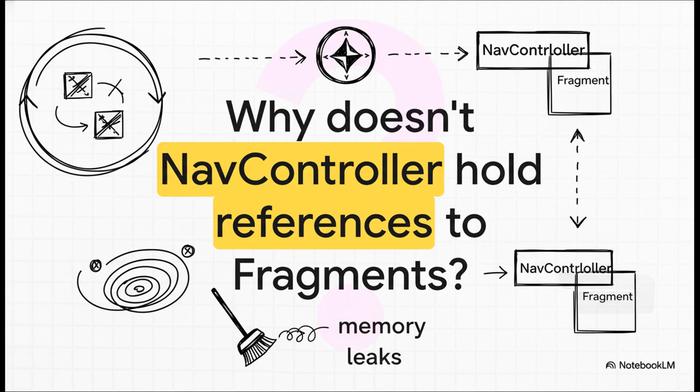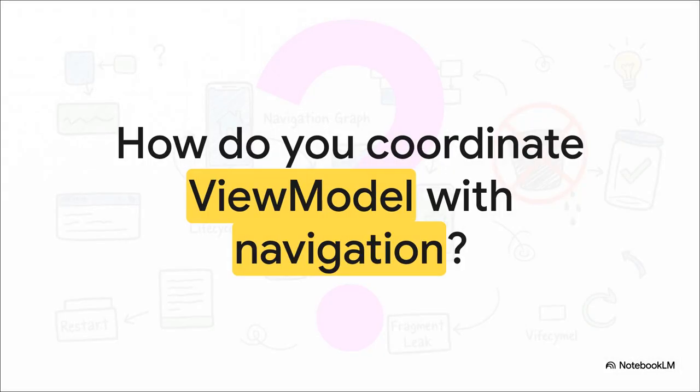to prevent memory leaks. The nav controller's lifecycle is often much longer than an individual fragment's. So if it held a direct reference, it would stop the garbage collector from cleaning up fragments when they're no longer needed. The key principle to talk about here is decoupling.